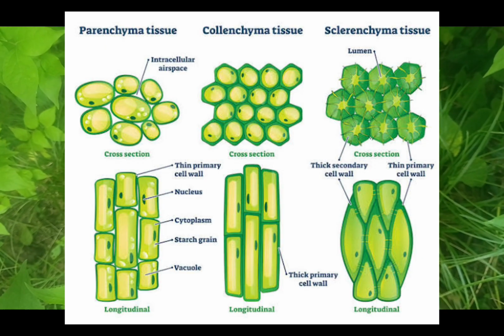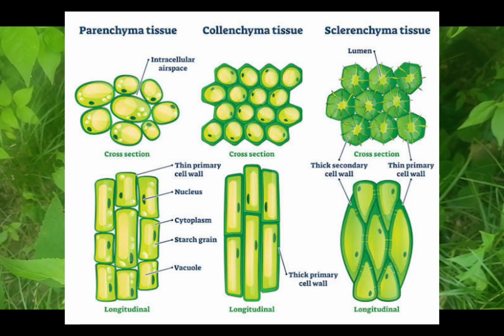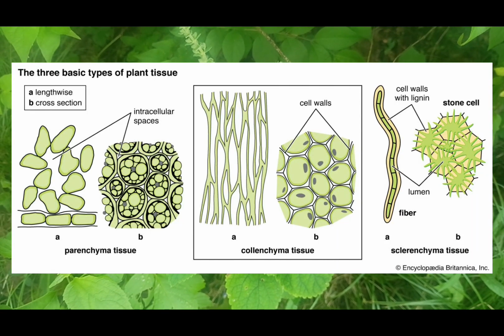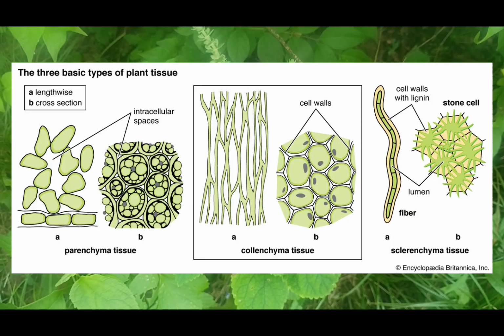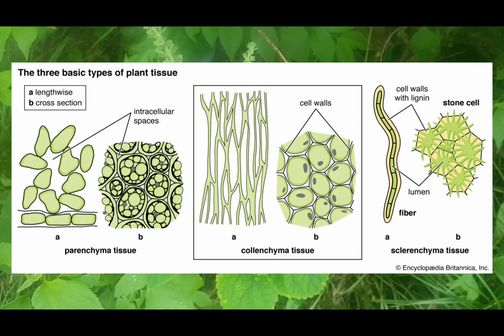Then we have collenchyma, which allows flexible support, found in growing tissues, and has unevenly thickened walls overall. Then we have the sclerenchyma, which has rigid support and thick secondary walls, and these cells are often dead at maturity. An example would be in fibers or stone cells.